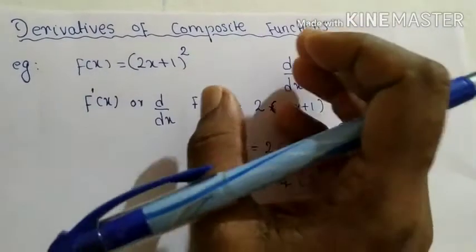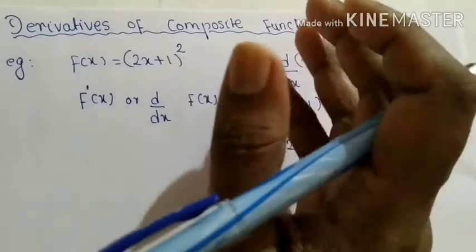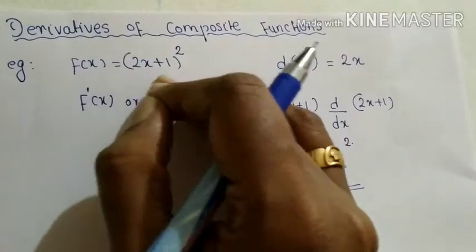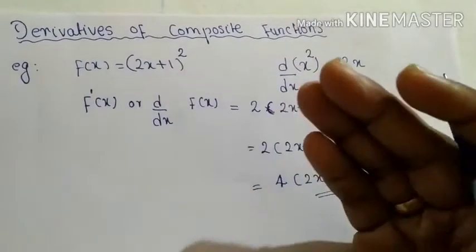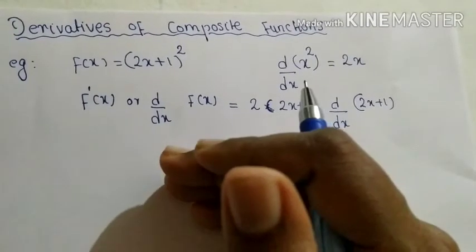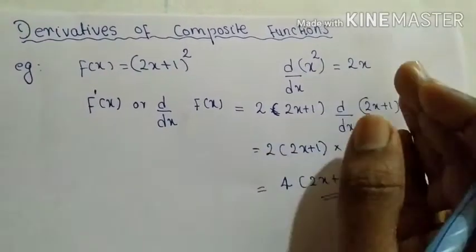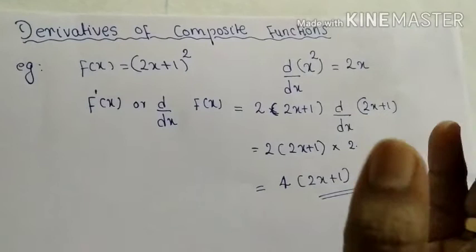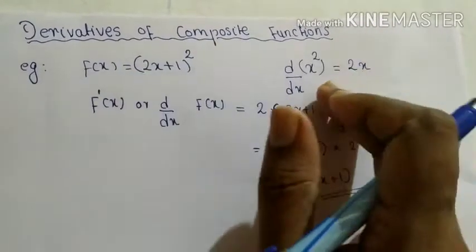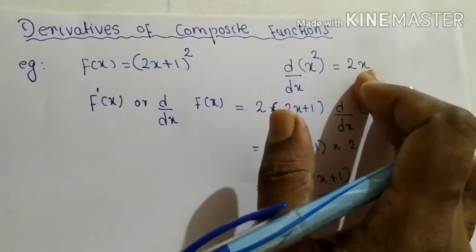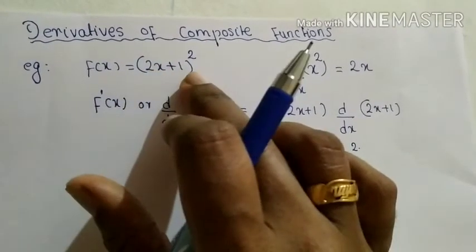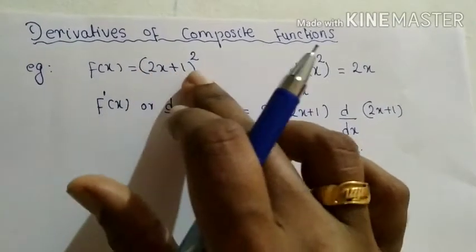Once again I repeat, we need to find the derivative of two functions here. First one is the derivative of the function in the form of x square. Next one is we differentiate the inner function, and multiply it with the derivative of the first function.